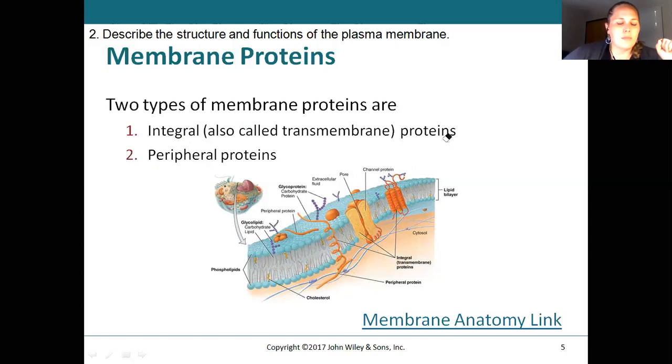Okay, membrane proteins and membrane lipids. So proteins are going to have a different structure or composition than lipids. Proteins are made up of amino acids, and they're going to have an alpha helix or beta sheet kind of structure that allows them to pass through the plasma membrane.